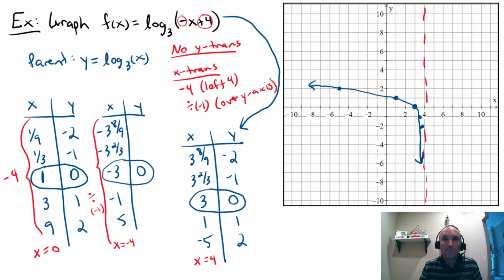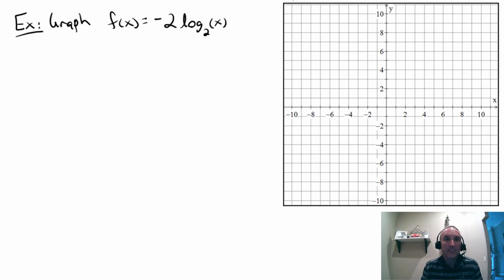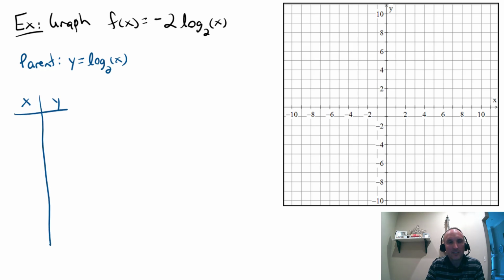All right, let's try another one. In this case, let's graph -2 times log base 2 of x. The parent here is, if I strip away the arithmetic and just have a log of x, it's going to be y equals log base 2 of x. And so I'll generate my xy table for my parent, where the x values are powers of 2. So 2 to the 0 is 1, 2 to the first is 2, 2 to the second is 4, and then the reciprocals of those, 2 to the -1 is 1/2, 2 to the -2 is 1/4.